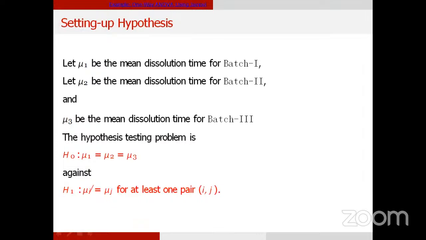Now we can go for the hypothesis part. First, we set mu1 as the mean dissolution time of batch 1, mu2 as the mean for batch 2, and mu3 as the mean for batch 3. The null hypothesis H0 is mu1 equal to mu2 equal to mu3. The alternative hypothesis is mu1 not equal to mu2, mu2 not equal to mu3, that is, for at least one pair. If for any one pair it is not equal, mu i not equal to mu j for H1.